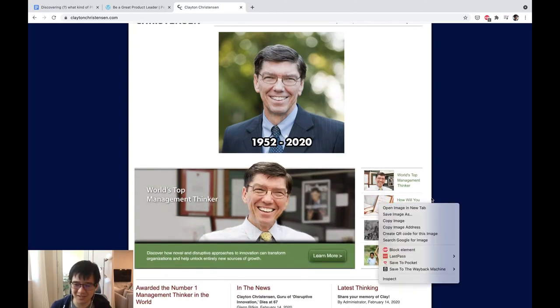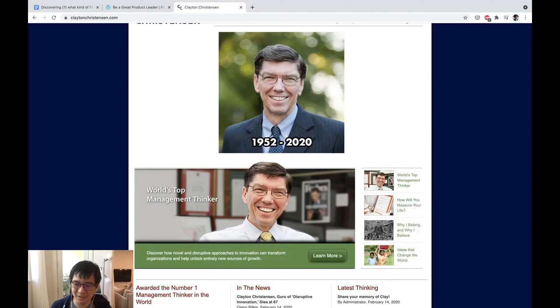Oh, my ad blocker's not letting it open up. Come on.